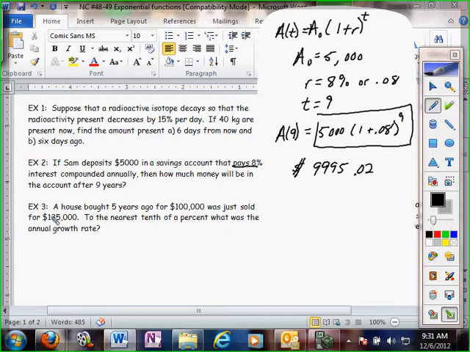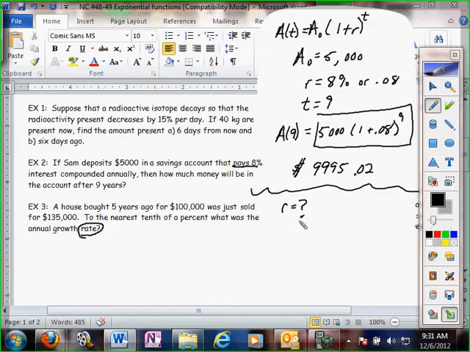Moving on to example 3. A house bought 5 years ago for $100,000 was just sold for $135,000. To the nearest tenth of a percent, what was the annual growth rate? I'm looking for the rate this time. So here in this case, I do not know r. I have to find r.